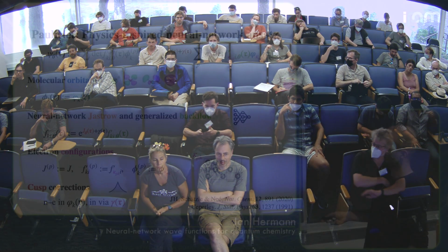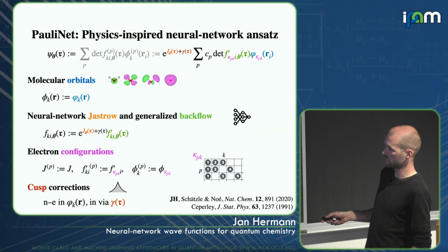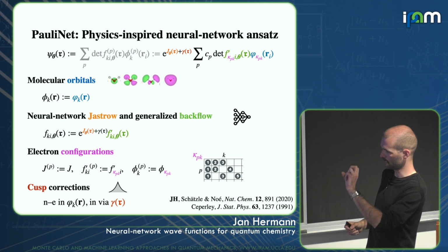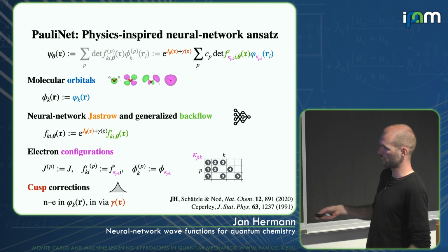And then, as I said before, what you need is that this thing is equivariant with respect to permutations, right? So when you swap electrons, you need rows or columns to swap. And so I'll talk how you do that with a neural network later.